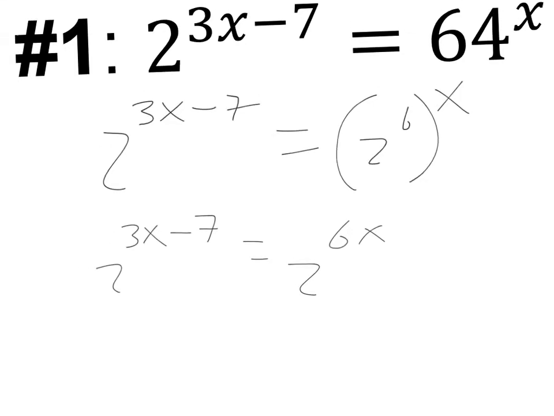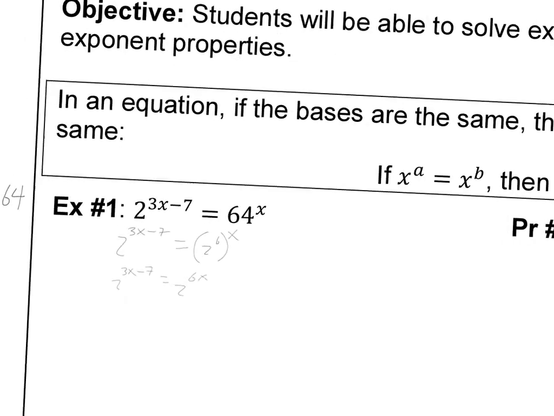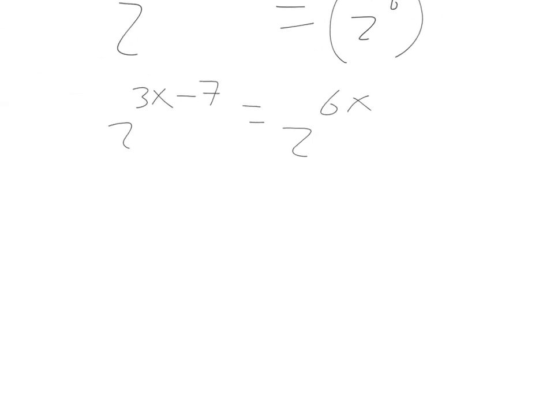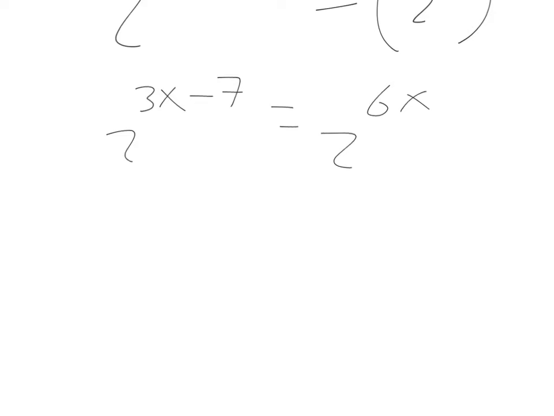Okay, this is it. This is the whole idea: remember, if the bases are the same, then the exponents are the same. Now we have the bases being the same here, so that means that the exponents must be the same. So we could simply say 3x minus 7 equals 6x. And this is a pretty easy equation to solve.